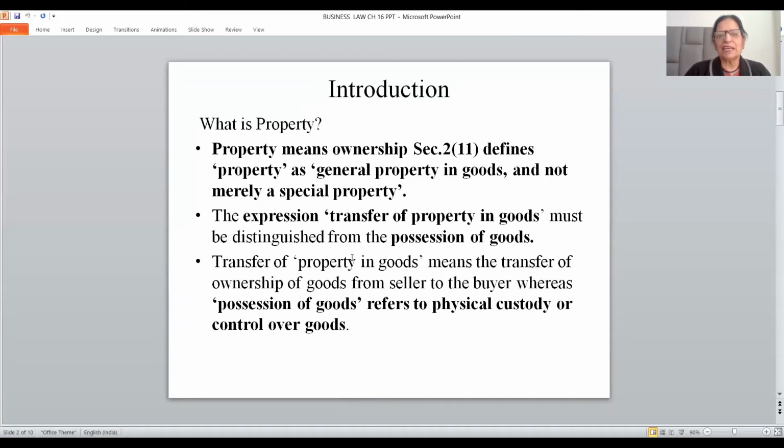One is general property or the ownership or property in goods, and second, friends, is possession of goods, control of goods or custody of goods.